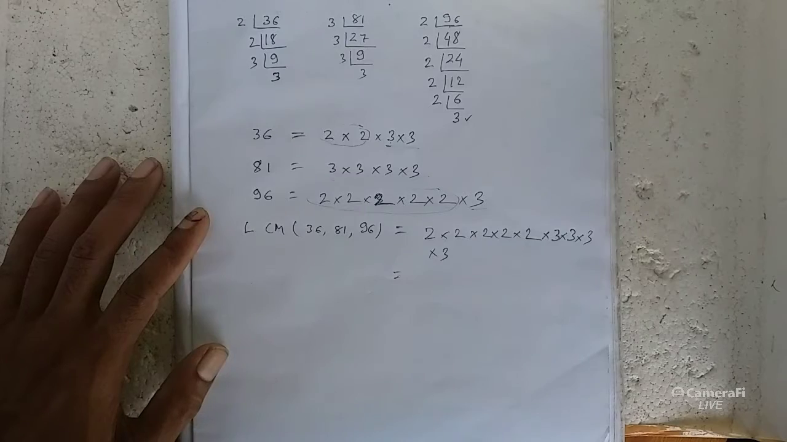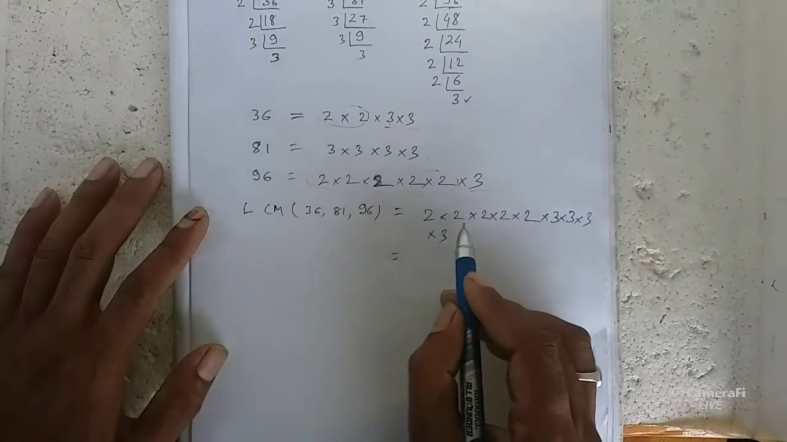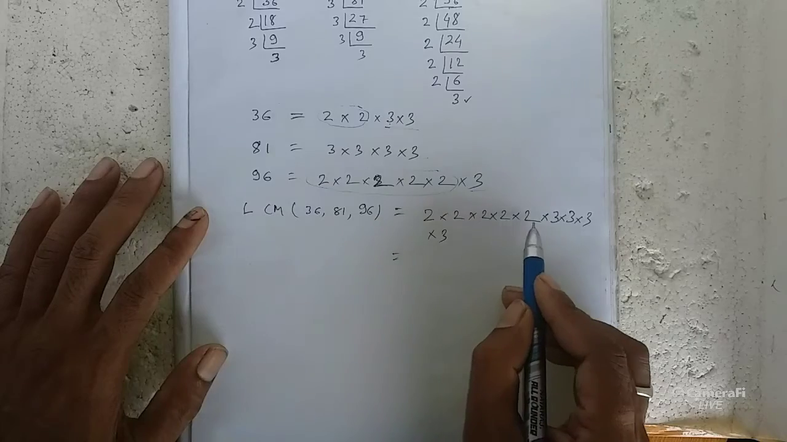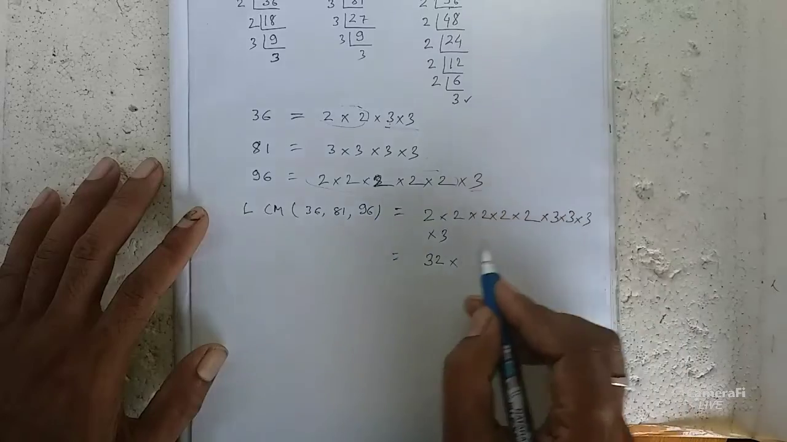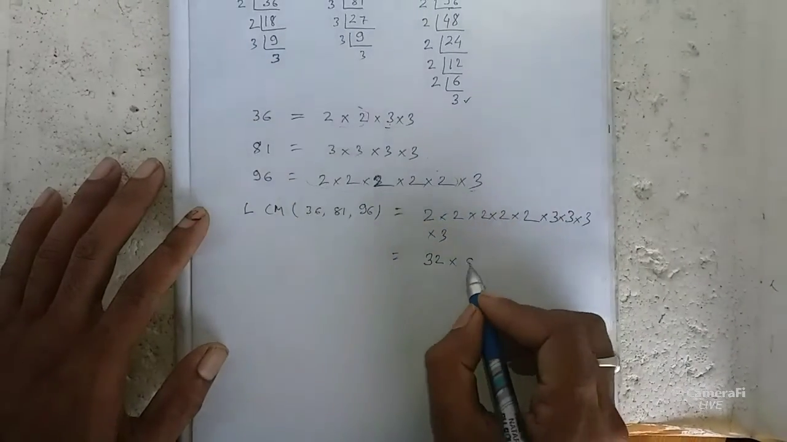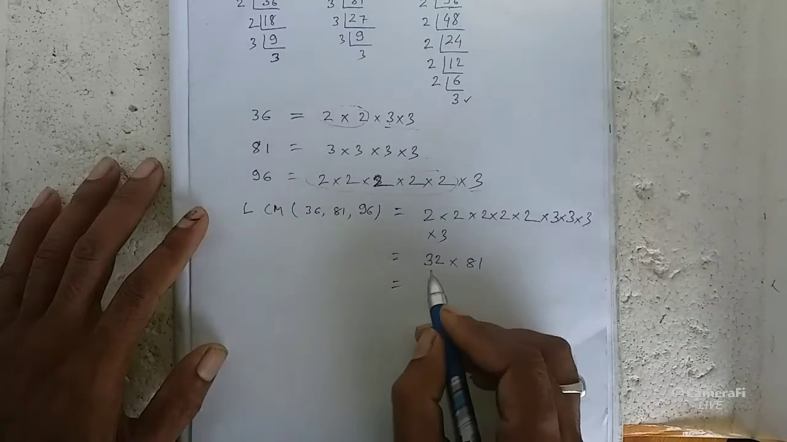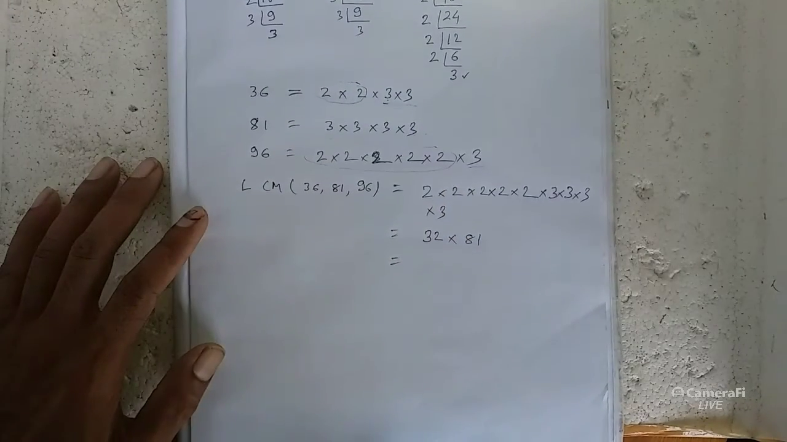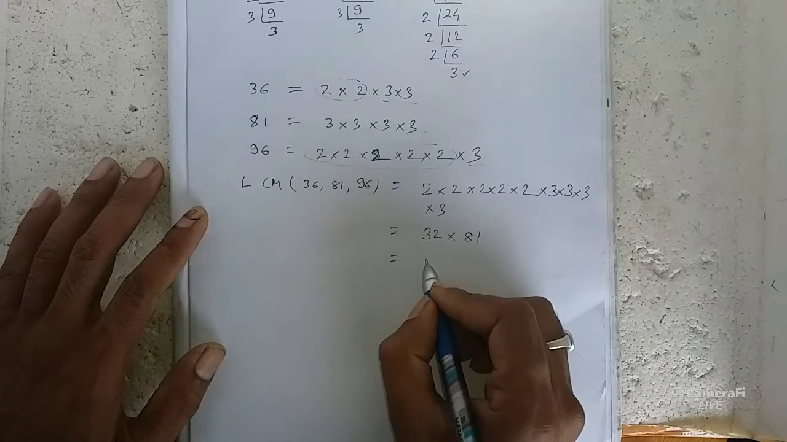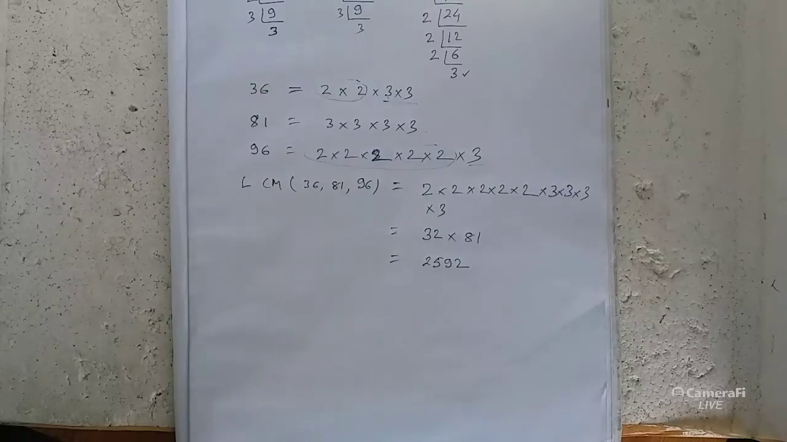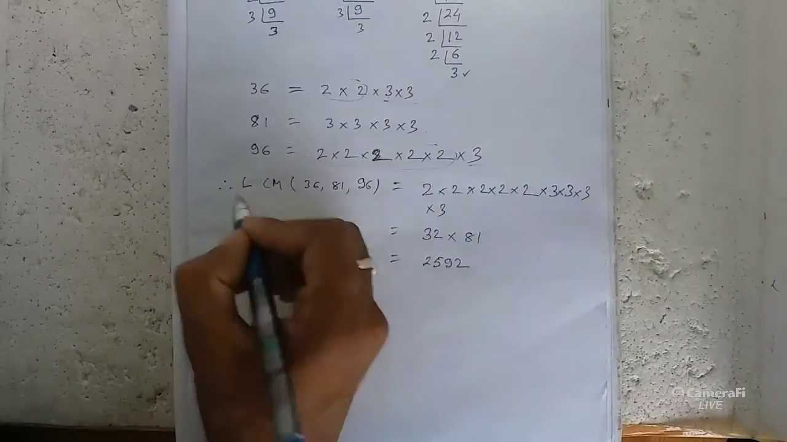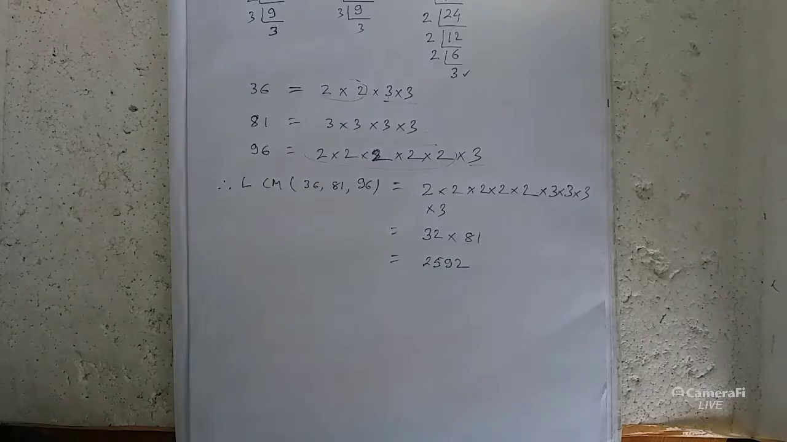Now we should multiply. 2 twos are 4, 2 threes are 8, 2 fours are 16, 2 sixteens are 32, into 3 into 3 into 3 into 3, that is 81. If we multiply 32 and 81, we get 2592. So, this becomes the LCM of these three numbers. So, this is the process to find the LCM by prime factorization method.